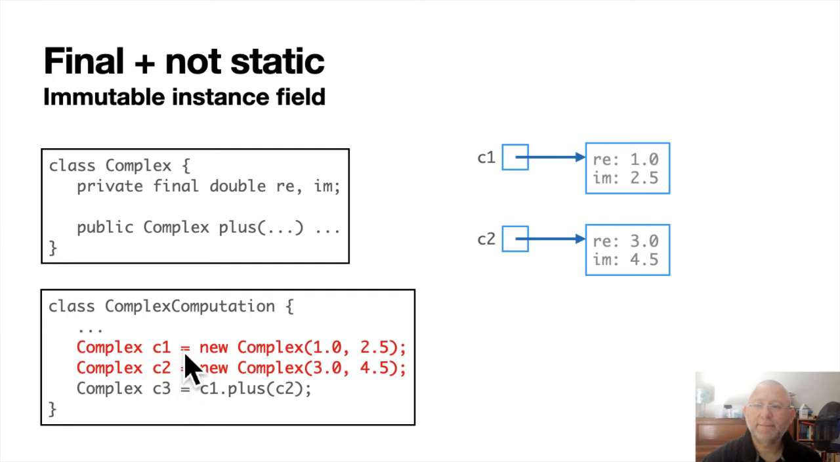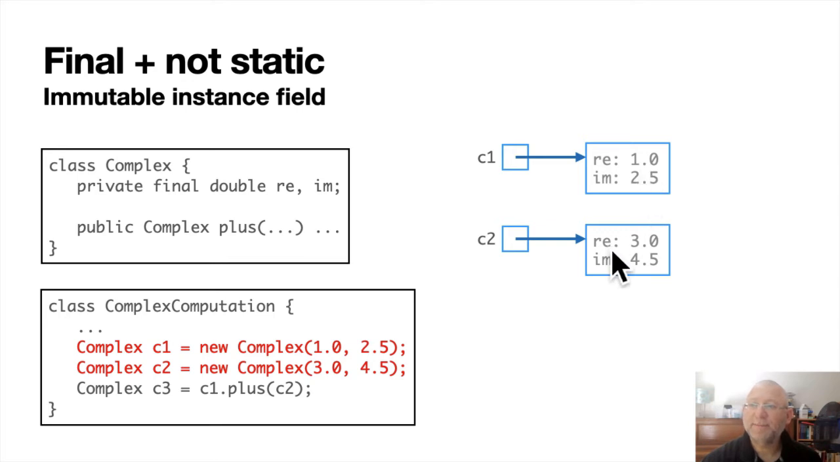So here is a little program. Complex computation creates a C1 instance and a C2 instance, and it passes these 4 values as the real and imaginary parts. So Java creates C1 with real part 1 and imaginary part 2.5, and it also creates C2 with real part 3.0 and imaginary part 4.5. I cannot ever change these instances. I can change C1 and C2 by assigning them to point to other instances, but this particular instance here will never change its values.